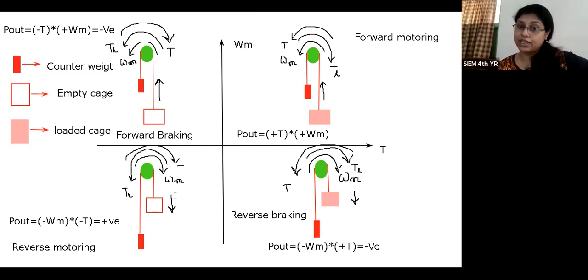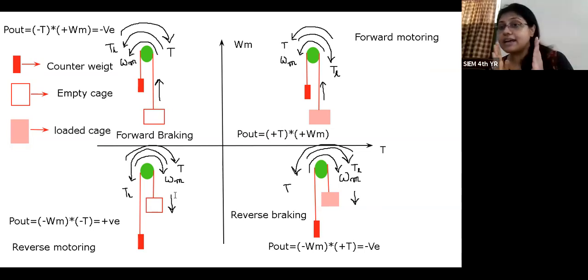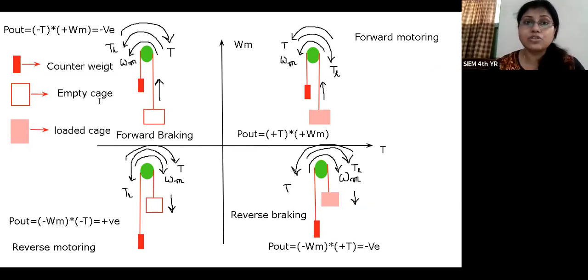And in the fourth quadrant, we can see that omega m is negative, but the torque is positive. So we can say that it is the reverse braking zone, because we are getting reverse or negative power at the output terminal of the motor. So this is our fourth quadrant operation, and we have to understand it properly. So have you understood?